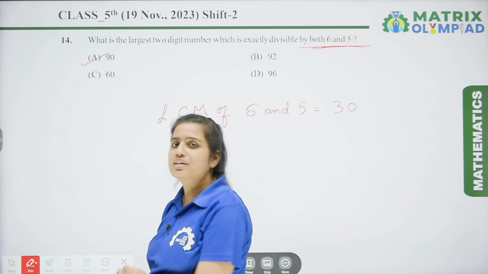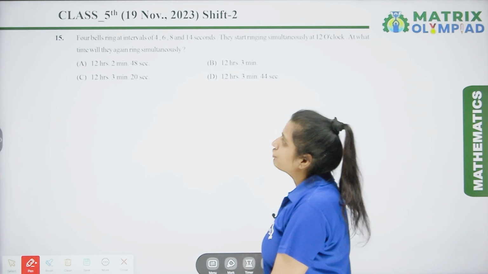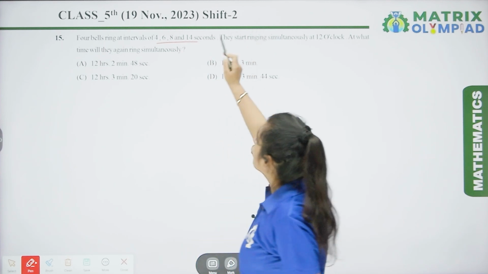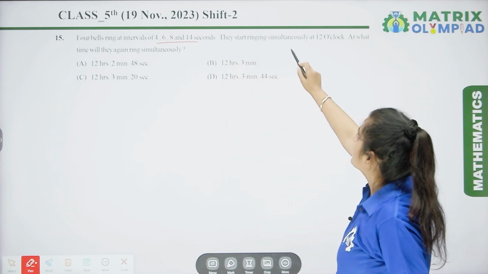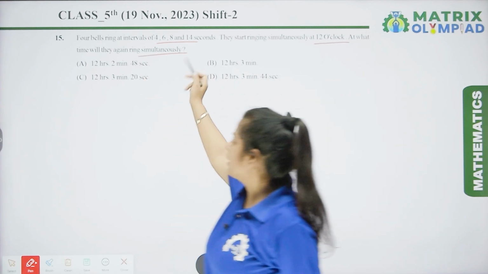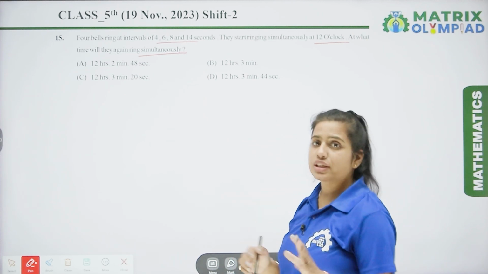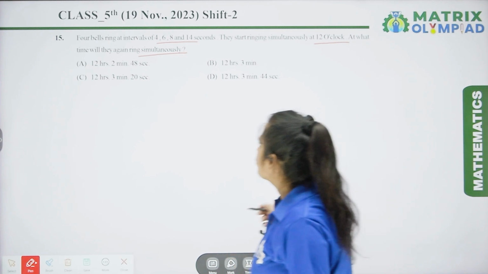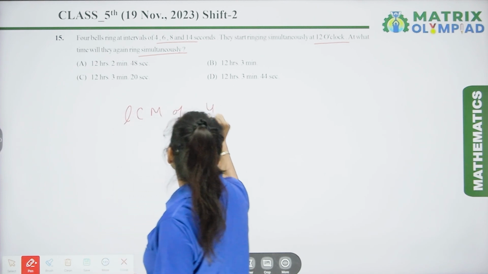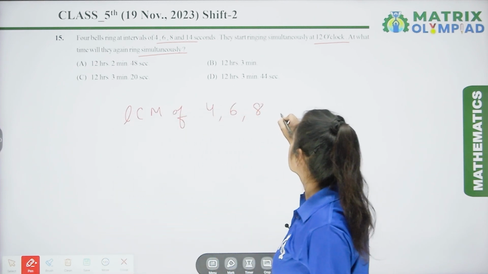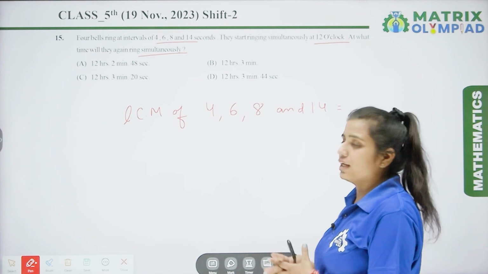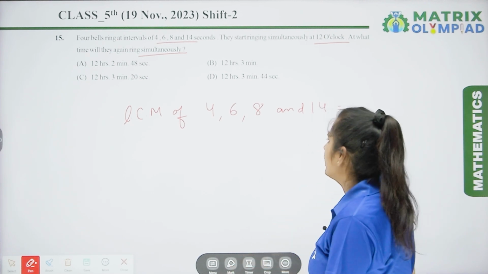Now let's move on to the next question. Now the next question is question number 15. 4 bells ring at intervals of 4, 6, 8 and 14 seconds. They start ringing simultaneously at 12 o'clock. At what time will they again ring simultaneously? So we have to find out the time after 12. So first of all we are going to find out the LCM of 4, 6, 8 and 14, so that we can know at what time these 4 bells will ring again.